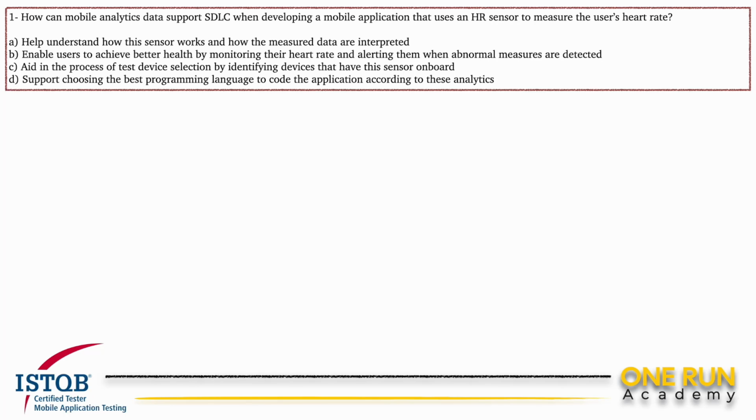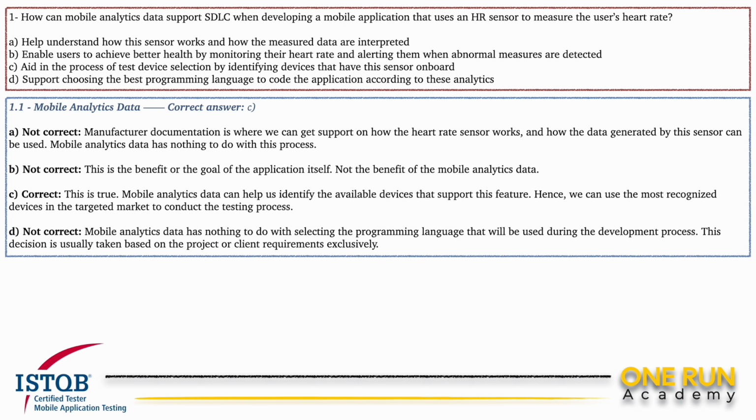Select one option. All right, so a very straightforward question here, and let's analyze each option to see which of these options represent a benefit of mobile analytics data that can support the software development lifecycle. For option A, understand how the sensor works. This one is probably not correct. Ask yourself, what has the mobile analytics data to do with understanding how the heart rate sensor works? Nothing. In fact, mobile device documentation is where we can get information about how this sensor would work and how to read the information generated from it.